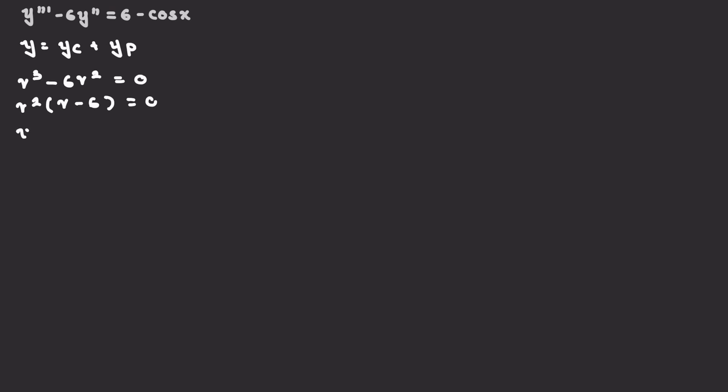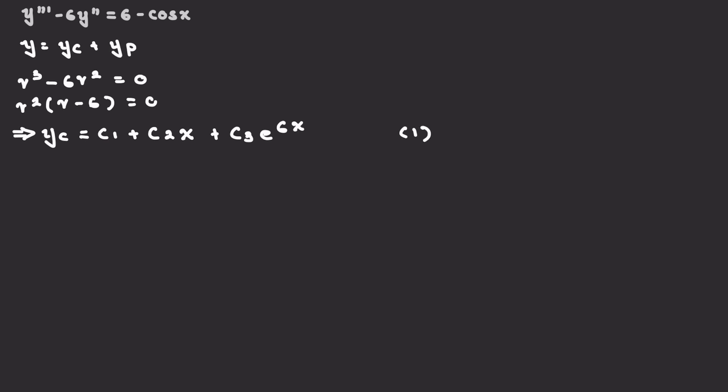So our homogeneous solution, or our yc, will be, since this is a repeated solution, c1 e to the 0, because r equals 0, which we don't need to write since e to the 0 equals 1, plus c2 x e to the 0, which again we don't need to write, plus c3 e to the 6x. And let's denote this as our first equation, so we do not forget.